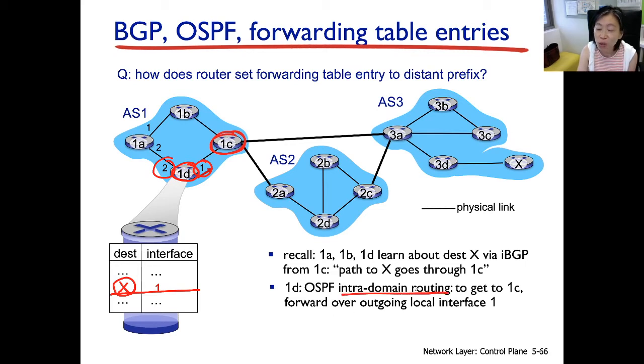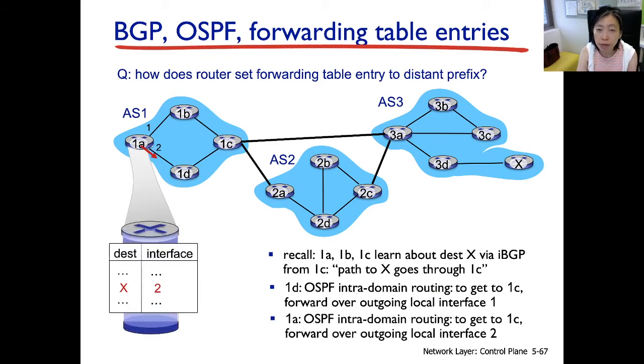Call the intra-AS routing there. Let's say it's OSPF. So OSPF is going to tell us if the destination is 1C, what is the link along the shortest path to 1C. So that happens to be 1, so we will fill this entry here, interface column being 1.